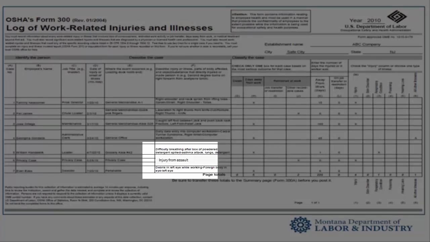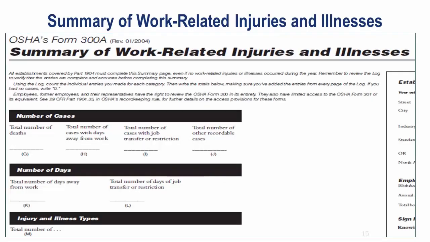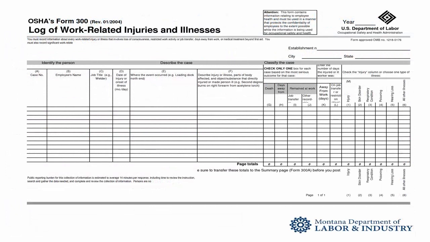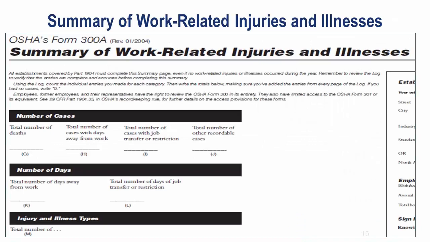All establishments covered by Part 1904 must complete the summary of work-related injuries and illnesses, even if no injuries or illnesses occurred during the year. Remember to review the log to verify that the entries are complete and accurate before completing this summary. Using the Form 300, count the individual entries you made for each category. Then write the totals on the left side of the Form 300A, making sure you've added the entries from every page of the log. If you had no cases, put a 0.